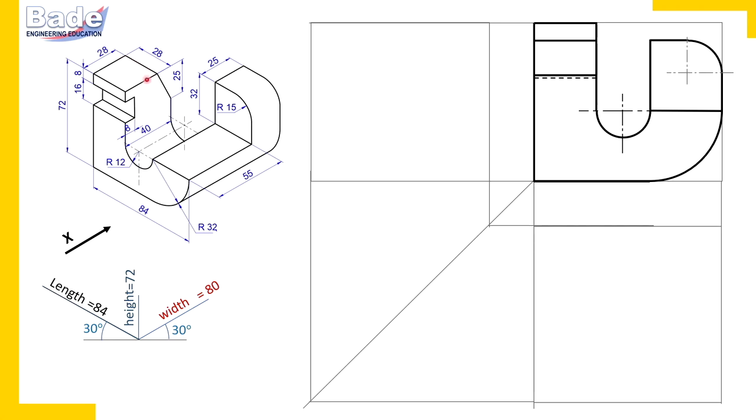This surface has two principal edges. One is parallel to length, one parallel to width. Which view gives length and width? Top view. So this surface appears in its true shape in the top view. So draw these four principal edges to complete that shape here.